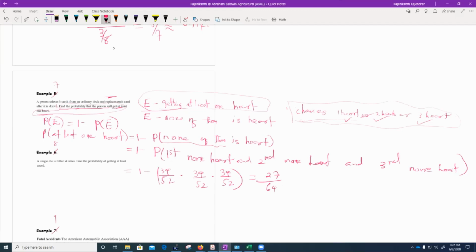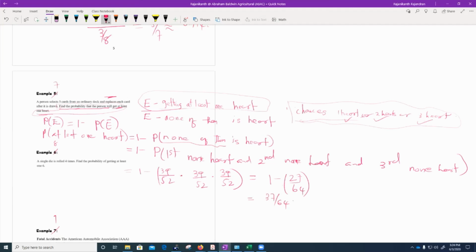We all know for sure all three atoms are no hearts. Therefore, it's always easy to find those three easily. So that's why I'm changing. Okay, so if you simplify this, you should get 1 minus, if you plug this into the calculator, 27 over 64, and this should give you 37 over 64.